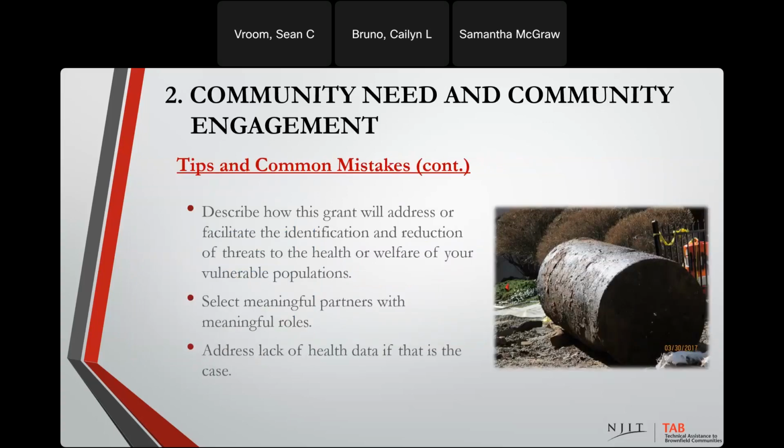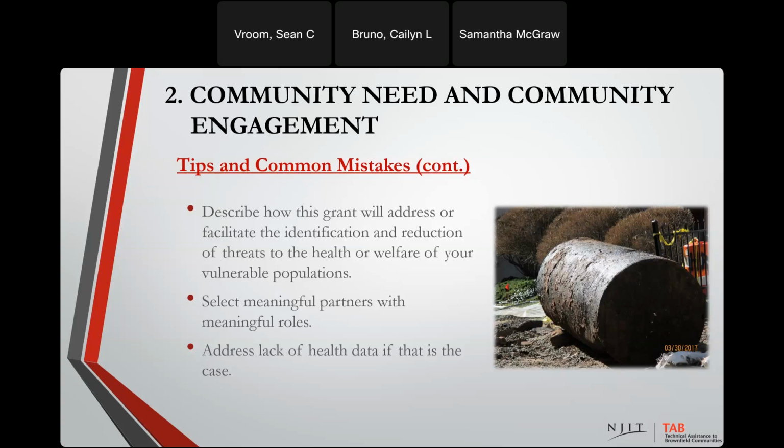Again, continuing for criterion 2, you need to describe how your grant is going to address or facilitate the identification and reduction of threats to health or welfare of your vulnerable populations. What that means is, in the sections where it asks what the health issues are for your community, not only do you list them, you have to talk at the end of those sections about how exactly this project is going to reduce those threats.